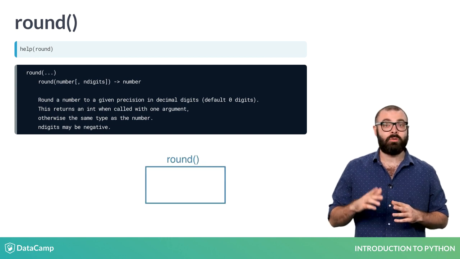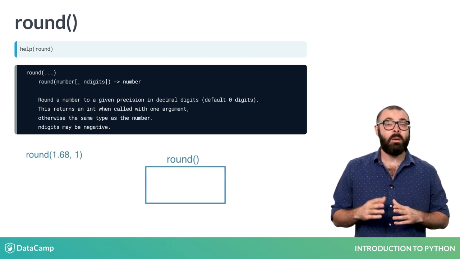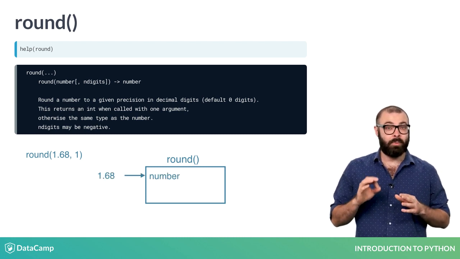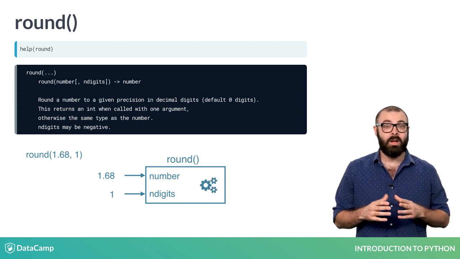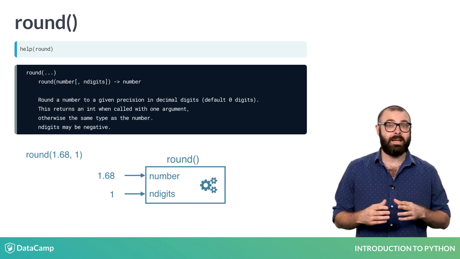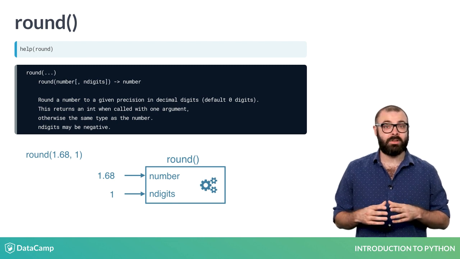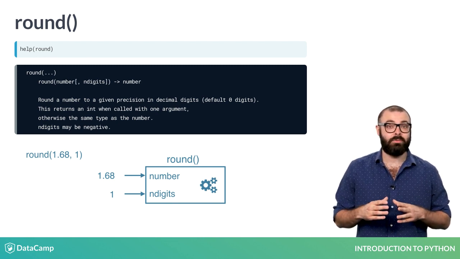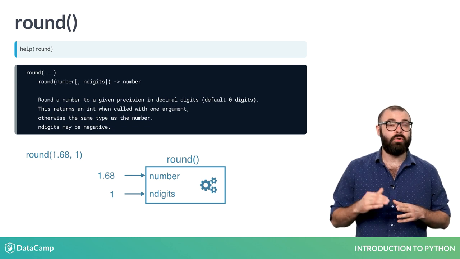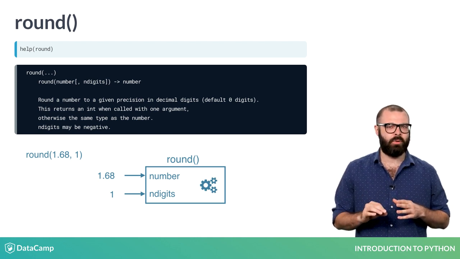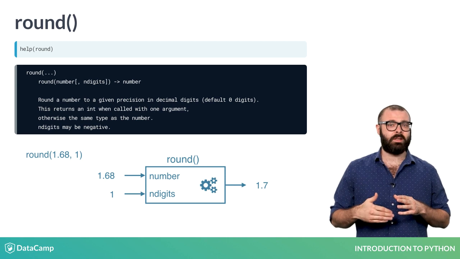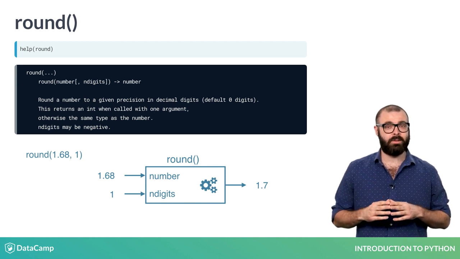When you call the function round with these two inputs, Python matches the inputs to their arguments. Number is set to 1.68 and n digits is set to 1. Next, the round function does its calculations with number and n digits as if they are Python variables in a script. We don't know exactly what code Python executes. What is important, though, is that the function produces an output, namely the number 1.68 rounded to one decimal place.